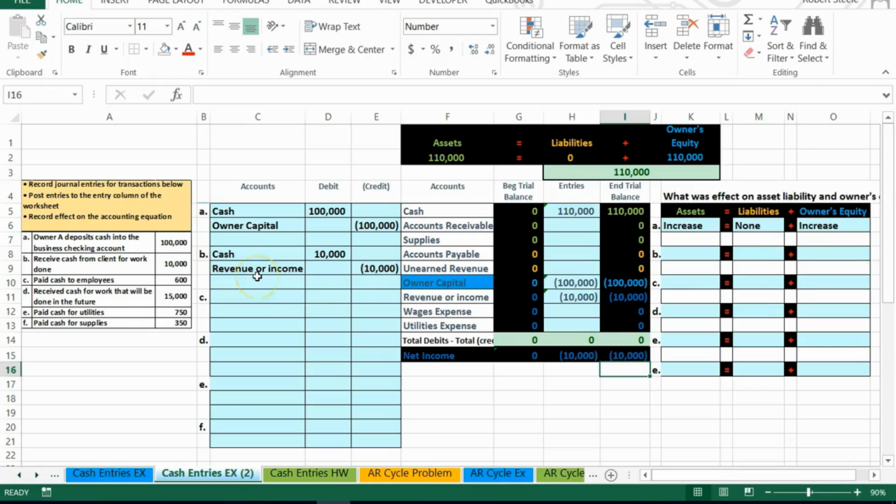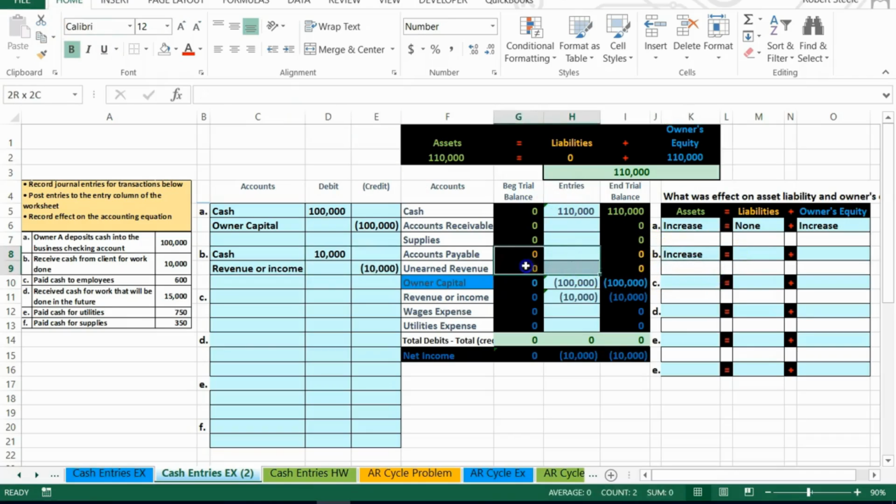Then we can take a look at our accounting equation. What happened to assets? Well, once again, we could delete it, take a look at our formula up here and see what happens. It goes to 100. If I undo that, meaning I post this, then assets went up to 110. Yeah, because we got more cash. That makes sense. Assets are going to increase.